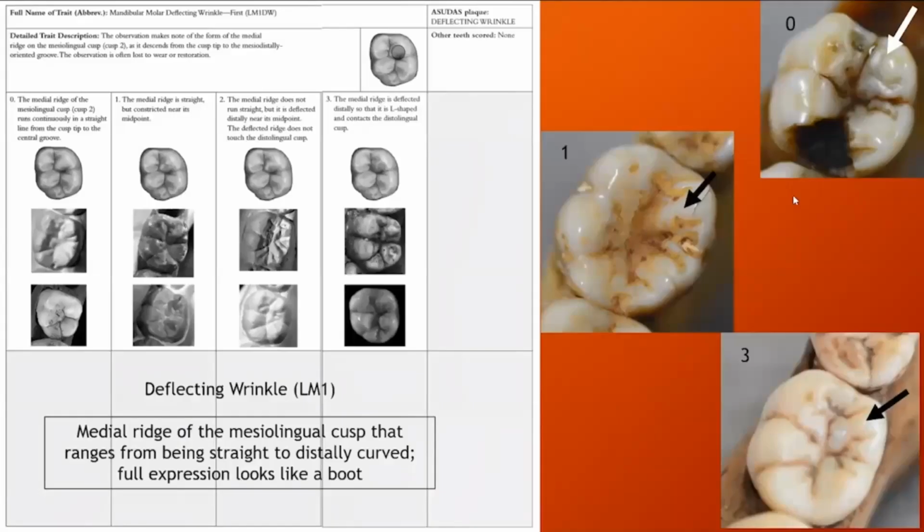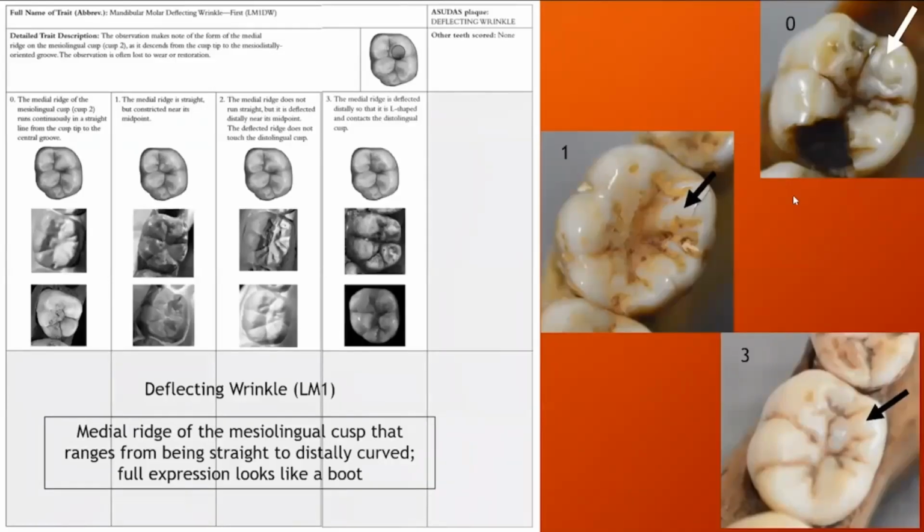So in the 0, you can see that there's no ridge. The tooth doesn't have any ridge on that mesiolingual cusp. In the 1, you have a ridge there, but it runs straight. A 2, though we don't have it pictured here, starts to deflect a little bit, so it turns a little bit more towards that distal lingual cusp, but doesn't quite touch it all the way.